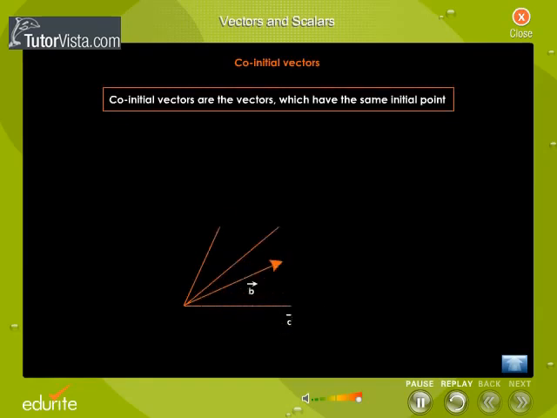Co-initial vectors. Co-initial vectors are the vectors which have the same initial point. Shown here are 4 co-initial vectors A, B, C, and D.